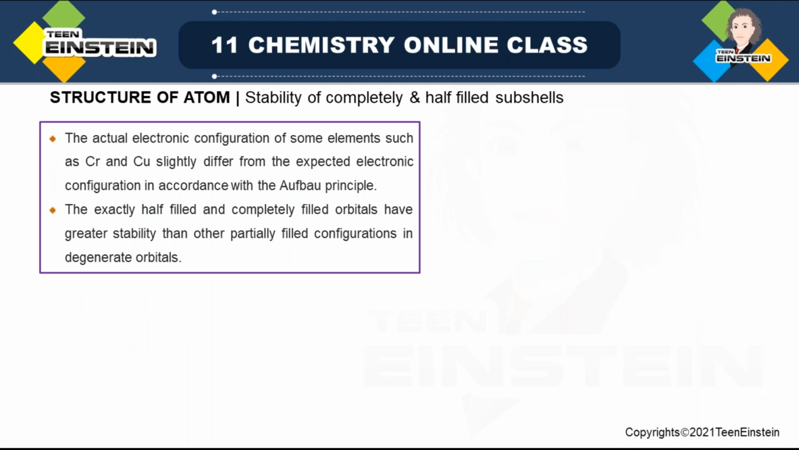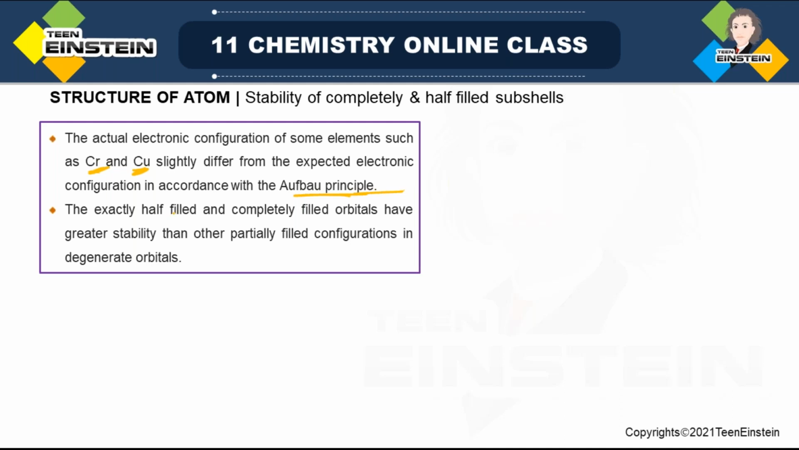Now we'll see what is so special about half-filled shell and completely filled subshell, why they are so stable. We'll start with one example. Just take these two elements, both are from D block. Actual configuration for these elements slightly differs from the expected electronic configuration based on Aufbau. Remember in the first slide, when we discussed the Aufbau principle, I clearly mentioned you can sometimes find exceptions. So now we will check that.